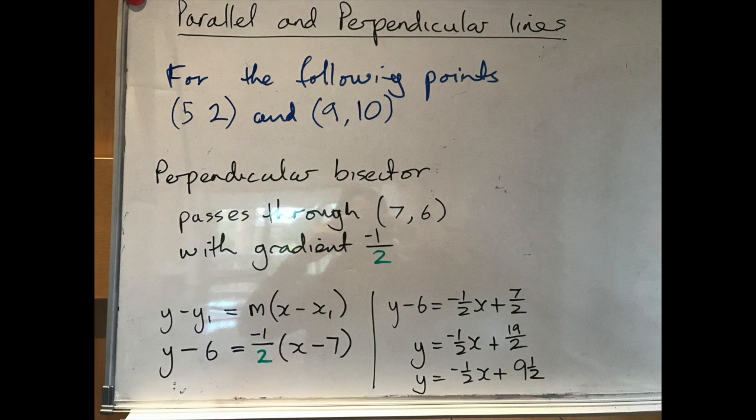Now I'm just basically finding an equation of a line with a given gradient of negative a half and passing through a known point of (7, 6), just like I've done before. So I use my rule y minus y1 equals m times x minus x1. I put those values in, the x1, y1 values and the gradient of negative a half, and I do my algebra, figuring out that the equation is y equals negative a half x plus 9.5.